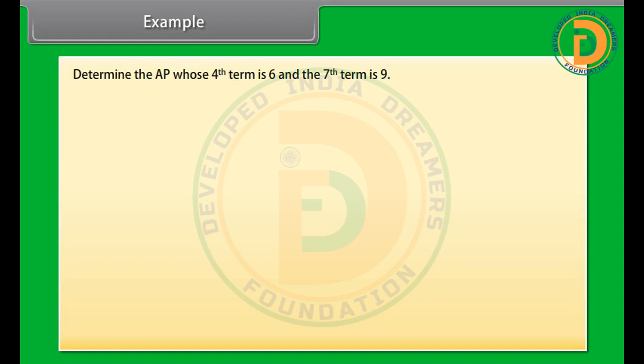Example. Determine the AP whose 4th term is 6 and the 7th term is 9.